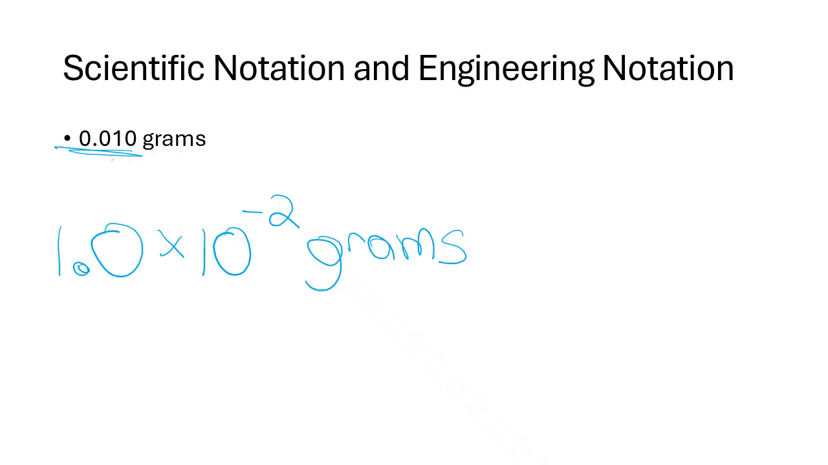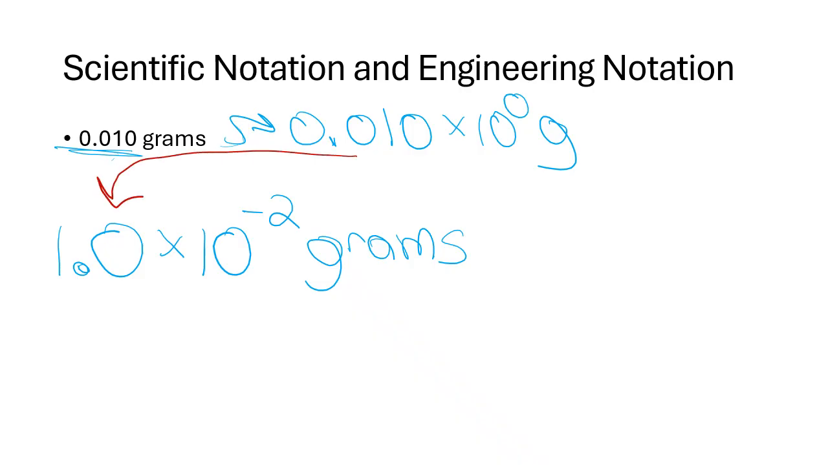One way to say this as well is 10 to the 0 is 1. So I can rewrite this top number as 0.010 times 10 to the 0 grams, because 1 times itself is itself. Hence, I made that number bigger. I made this number smaller.